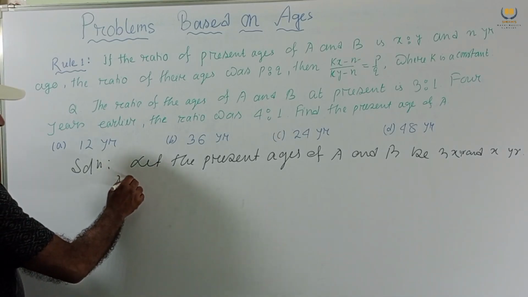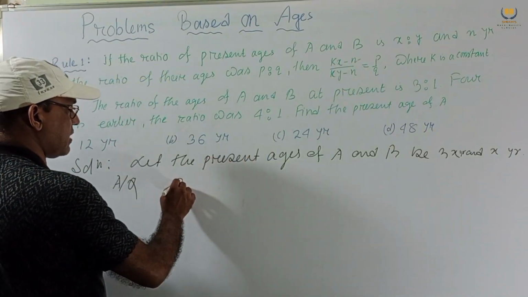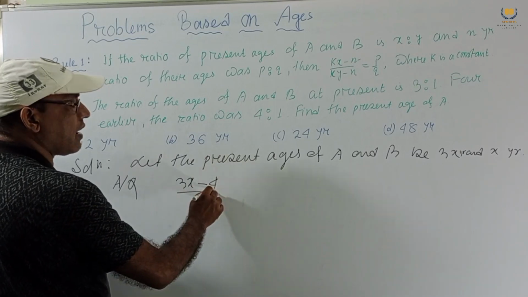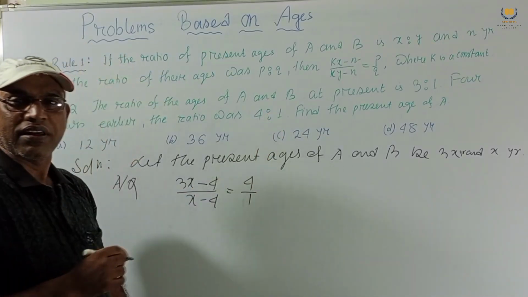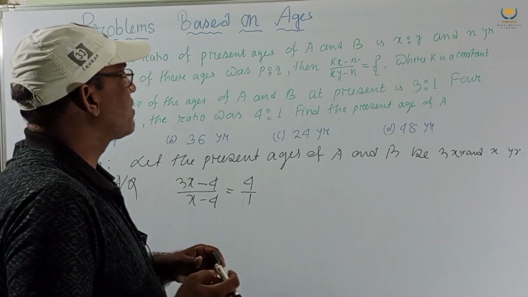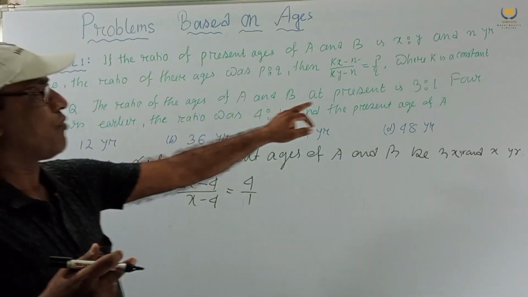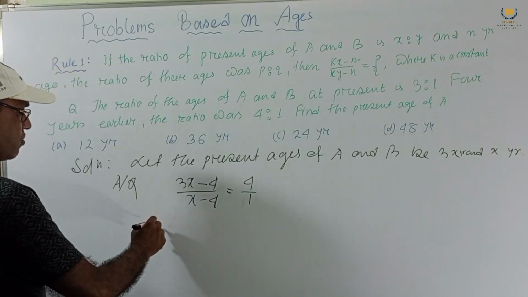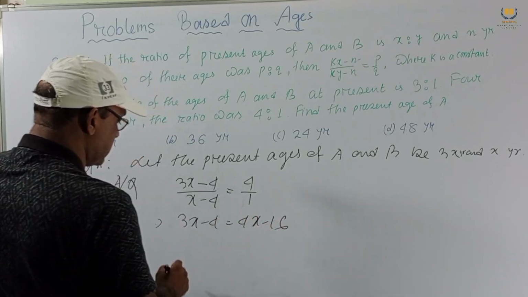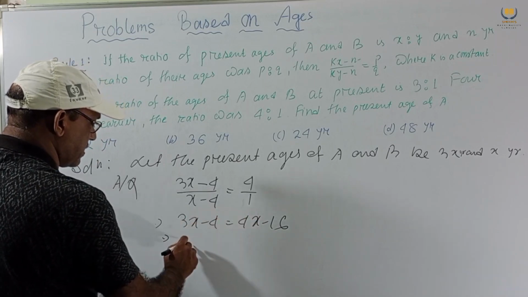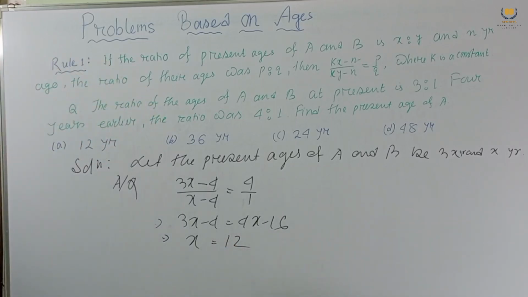According to the question, with kx minus n and ky minus n, that means 3x minus 4 and x minus 4, and the new ratio is 4:1. Our formula says n means n years ago, here 4 years earlier, so we write minus 4. Cross multiplication: 1 multiplied by this side, 3x minus 4 equals 4x minus 16. Taking 3x to this side, 4x minus 3x is x, and this side is 12. We get x equals 12.